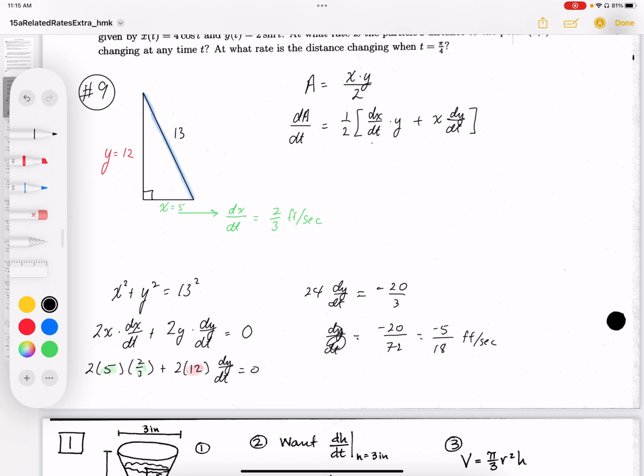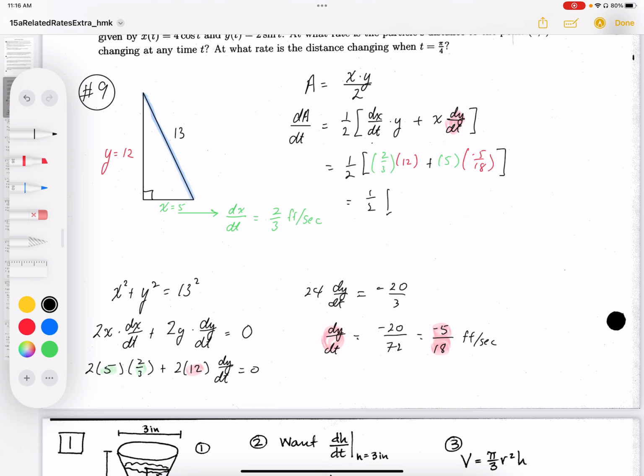Okay, so now we've solved for dy by dt. Our dy by dt is going to be negative 5 over 18 feet per second, so we can plug it in there. And so at this point, we have all the pieces we need to solve for dA by dt. So 1/2 dx by dt we had as 2/3 feet per second. The y value we had as 12 plus the x value we had as 5. And then the dy by dt we solved for as negative 5 over 18. And we can work that all out now.